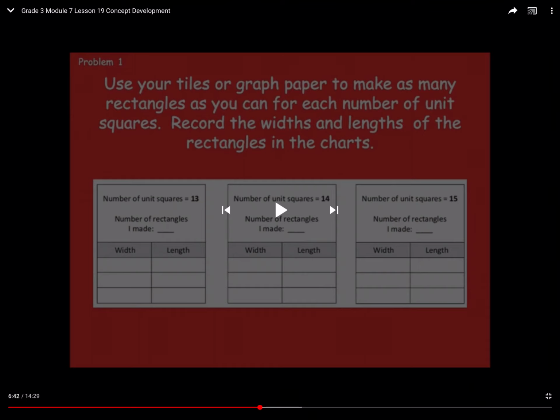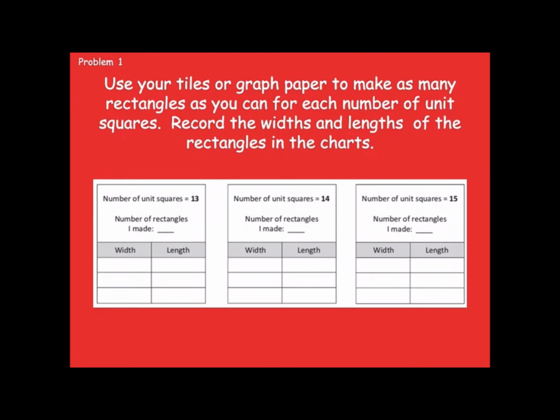So we'll make sure we get your 13, 14, and 15 charts corrected, and then we'll correct the next set of charts. And these charts do have to be correct so that when you make your number line today and plot your data, all of the data that we have will be the same. Okay, so we're going to start with 13.